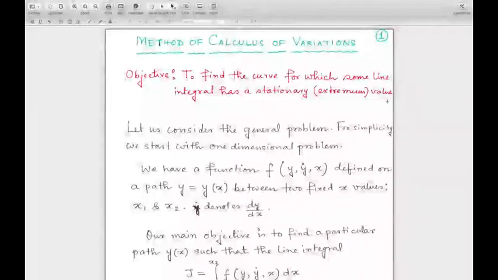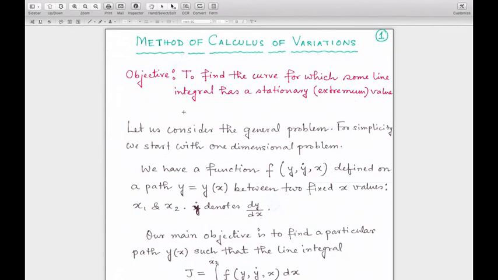Welcome to the third lecture of Physics 401A. In this lecture, we learn the method of calculus of variations. The principal objective of this method is to find the curve for which some line integral has a stationary or extremum value. This method is extremely useful for us because next week, just by using this method, I will derive the governing equation for Lagrangian mechanics.